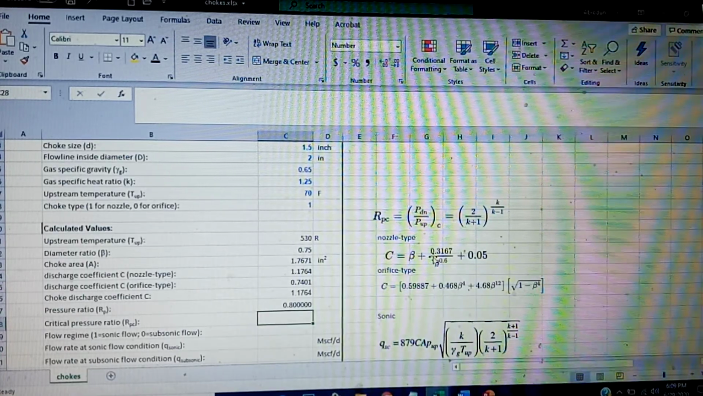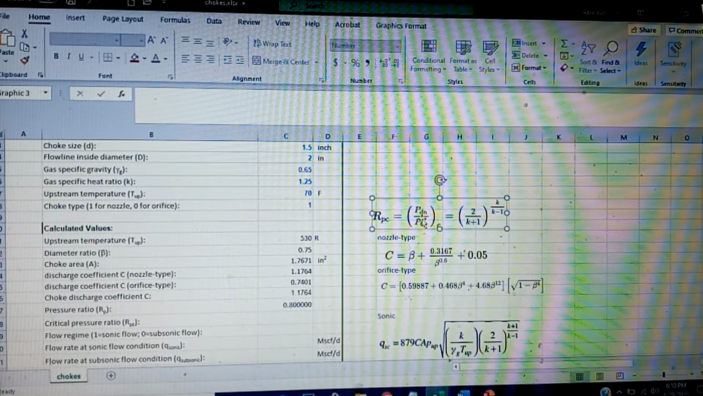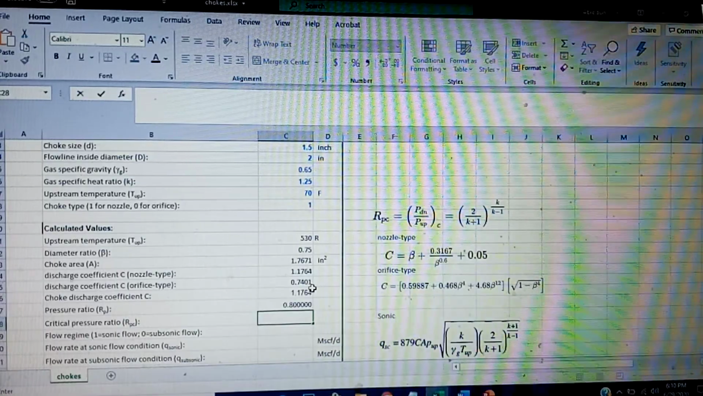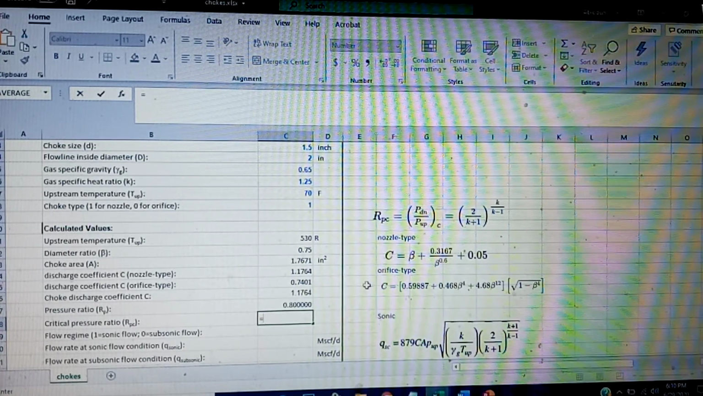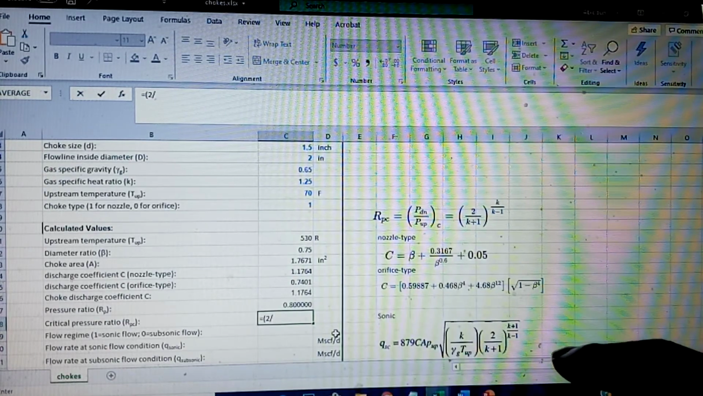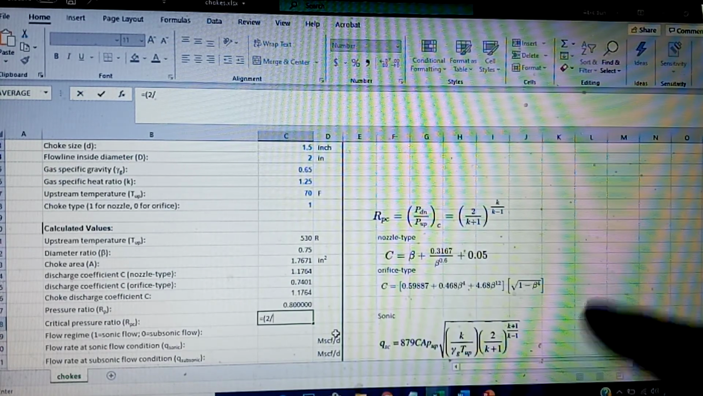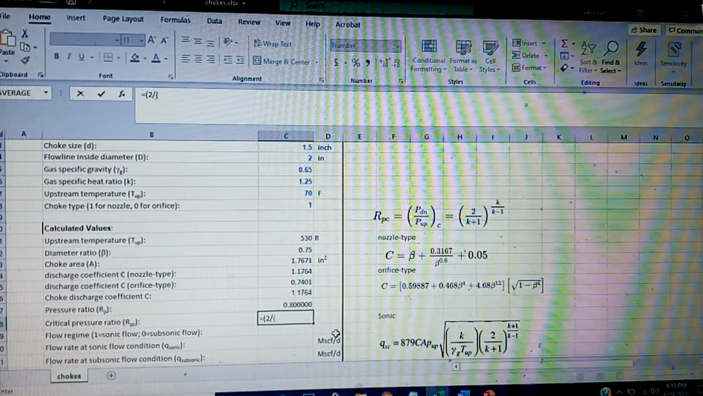So, how do I get that? Critical pressure ratio equals, the equation for that is that's the equation there. The critical pressure ratio is RPC. So let's look at it. I say equals. If you look at the equation there, I put in bracket 2 divided by K plus 1. So I start with a bracket. 2 slash, I have to put K plus 1 in bracket. Otherwise, it's just going to do 2 divided by K, then plus 1. So I have to open another bracket. K plus 1.